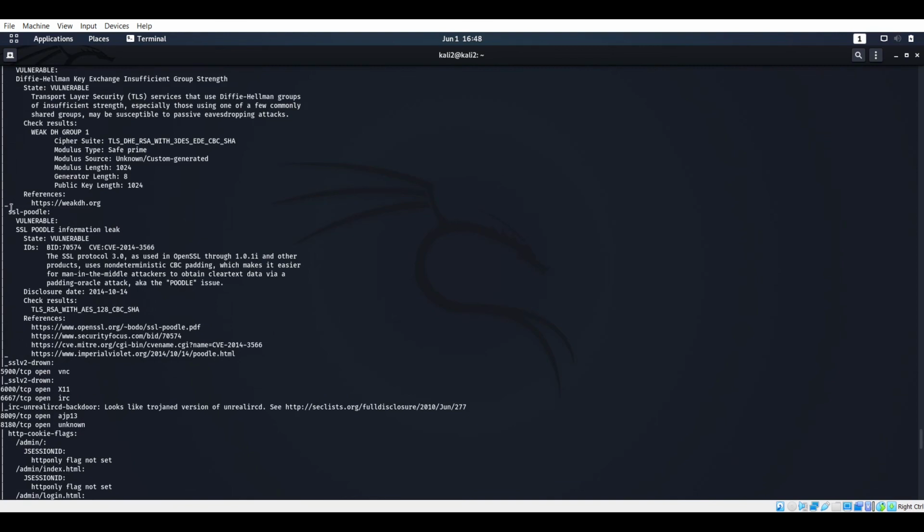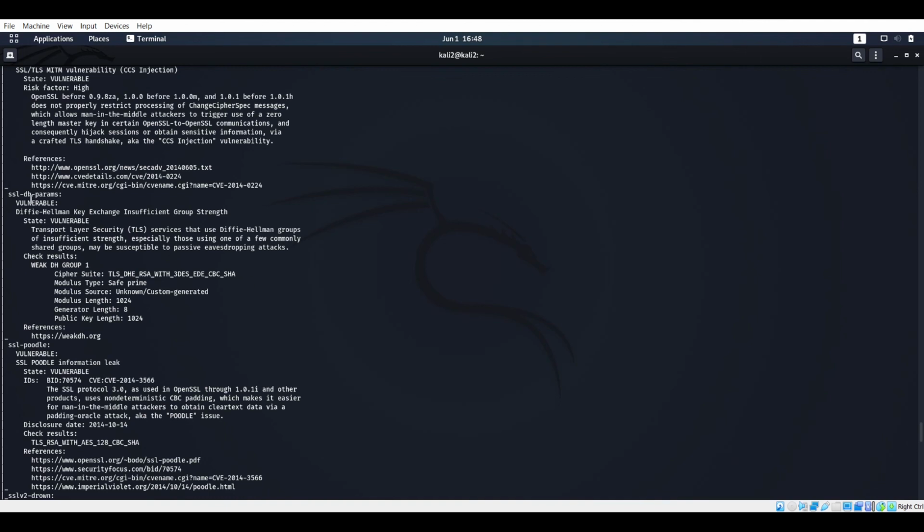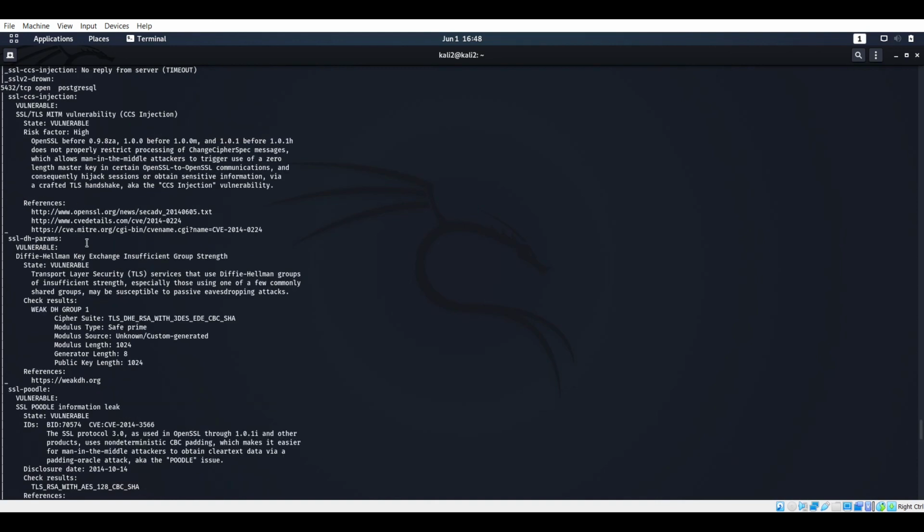Okay, so ssl-poodle is a script that has been run, which has given an output that it is vulnerable, and you can see the details over here. Similarly with ssl-dh-params, vulnerable: Diffie-Hellman key exchange insufficient group strength. So this is also vulnerable. Since the Metasploitable OS is meant to be vulnerable, that's the reason we are getting so many results.